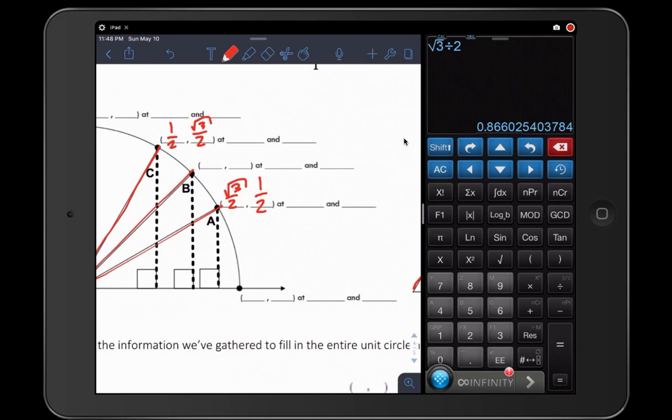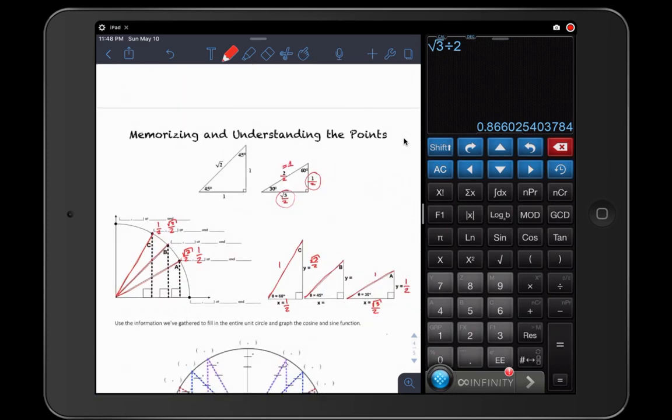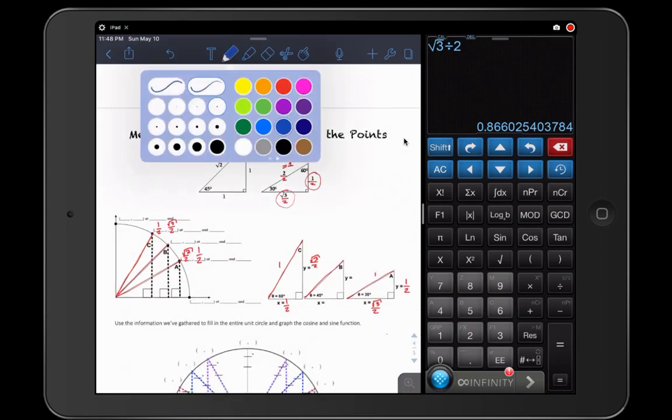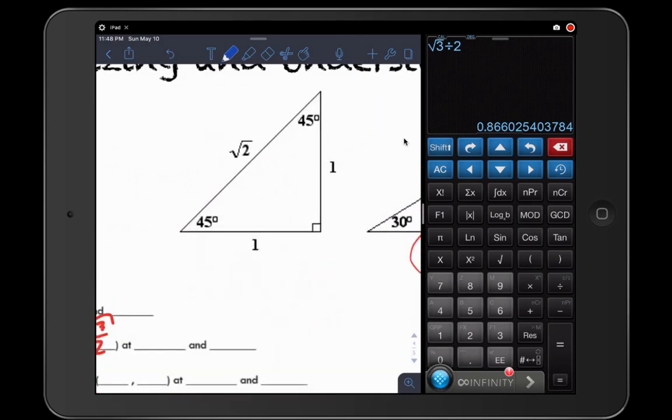Let's take a look at the values for our other triangle, which is this 45, 45, 90 triangle. Again, our unit circle has a hypotenuse of 1, not of root 2. And so in order to change this into a hypotenuse of 1, we divide by root 2.